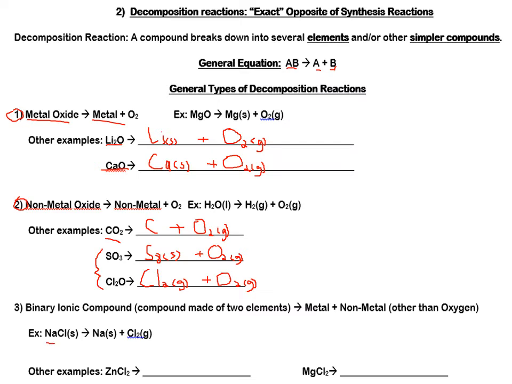If you have a binary ionic compound, so a metal and non-metal, it'll break down to form the metal and then the non-metal. If it's a Hofbrinkel, make sure you put the 2 in the state as you would normally do. So for example, if you had ZnCl2 breaking down, it would simply become zinc, and usually the metal that forms is solid, plus Cl2. And you know it's Hofbrinkel, so it would be a gas.